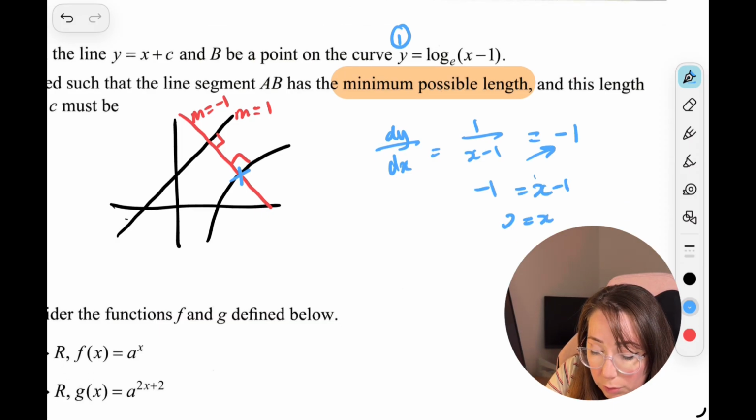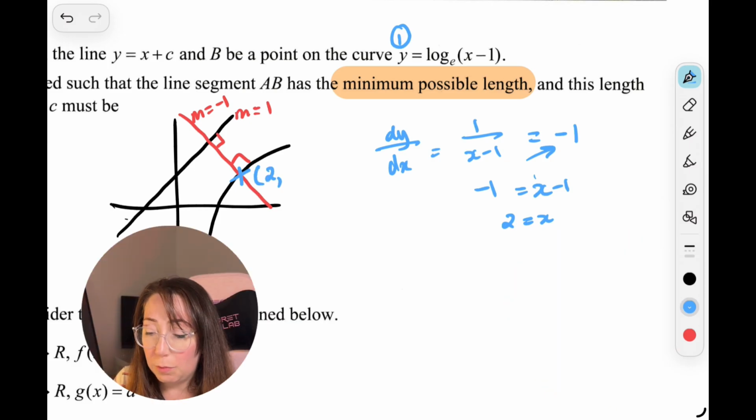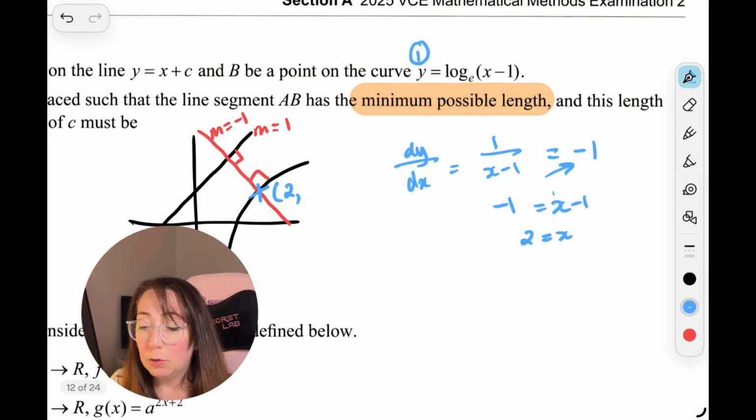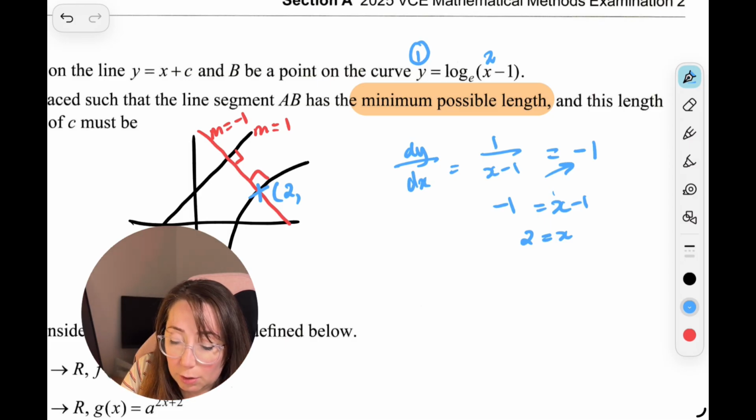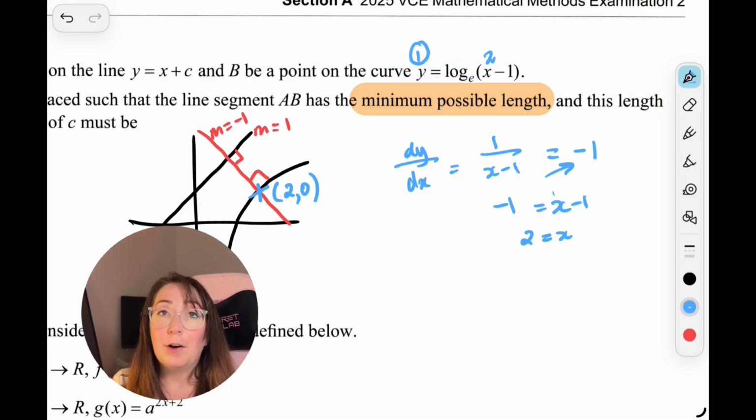So if I swap these around, so that'll be -1 equals to x minus 1, x will equal to 2. So that coordinate there is 2, and then to find the y value, I just sub in 2 into here. Log of 2 minus 1, 2 minus 1 is 1, and log of 1 is 0. So that particular value is 2 and 0. Obviously not representative on my graph, I just kind of drew whatever. All right, so we have our first coordinate.